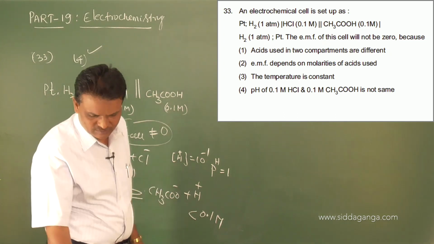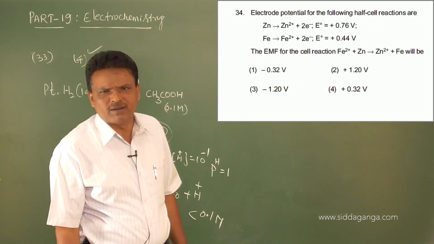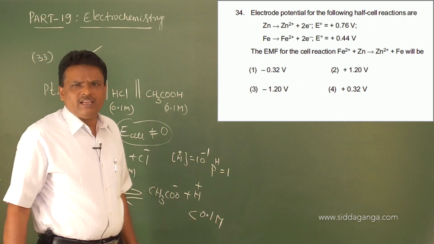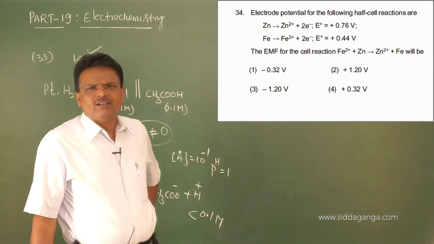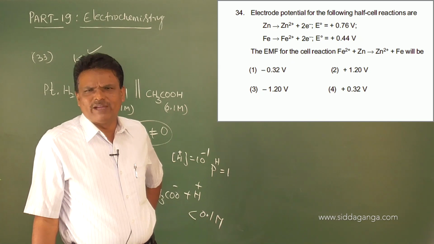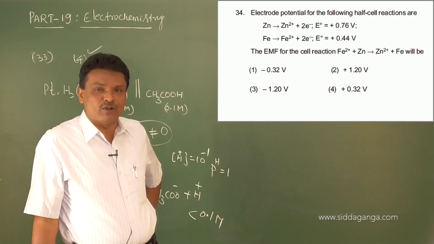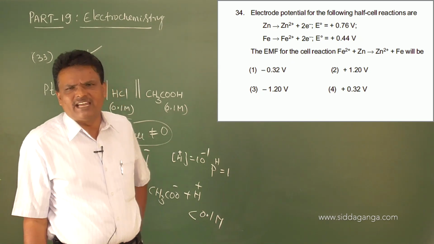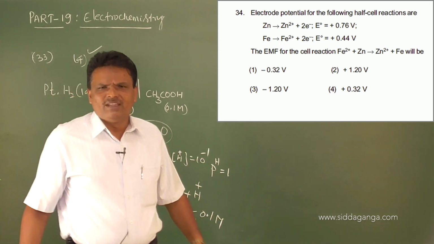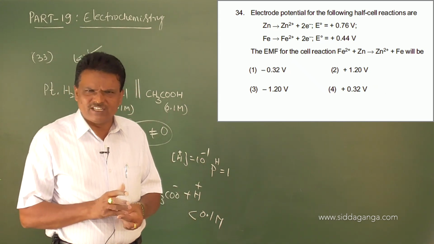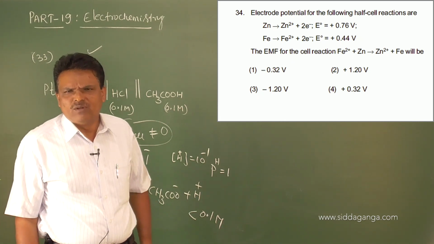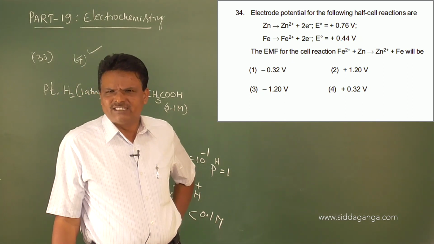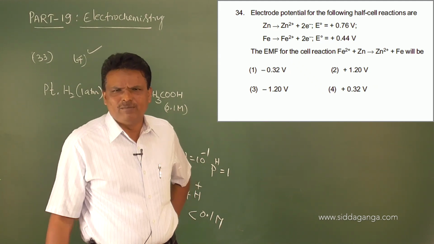Is it clear? Next. Question number 34. Electrode potential for the following oxidation reactions, zinc to zinc ion, the E naught value, that is the standard oxidation potential, is given. For zinc ion, it is the oxidation potential. Fe to Fe plus 2, that is also an oxidation potential. What will be the EMF of the cell, Fe plus 2 plus Zn giving Zn plus 2 plus Fe?